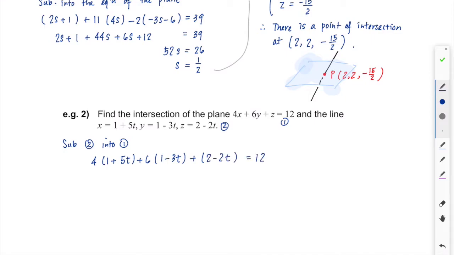That equals 12. Expanding: 4 plus 20t, 6 minus 18t, plus 2 minus 2t is 12. Let's see, so 20t minus 18t minus 2t, 0t. 4 plus 6, 10, plus 2, 12. The other side, this is 12 equals 12, so 0 equals 0. Well, 0t equals 0. This is always true.